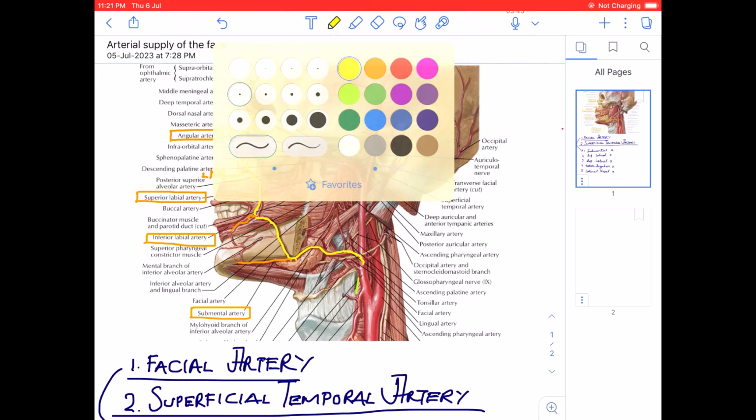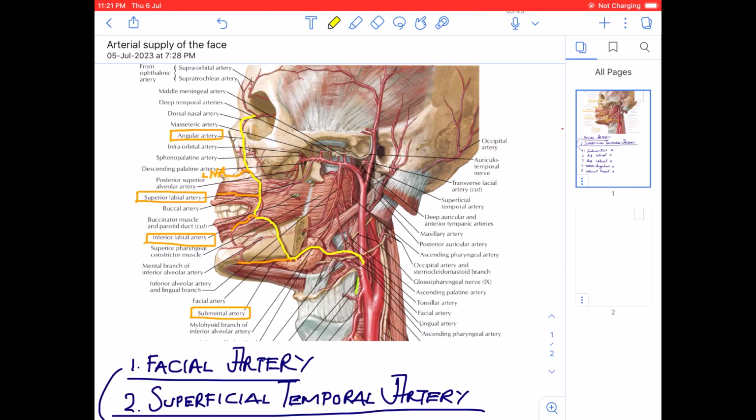The second major artery of the face, the superficial temporal artery, is the smaller terminal branch of the external carotid artery. It commences in the parotid gland. It ascends in front of the auricle to supply the scalp.